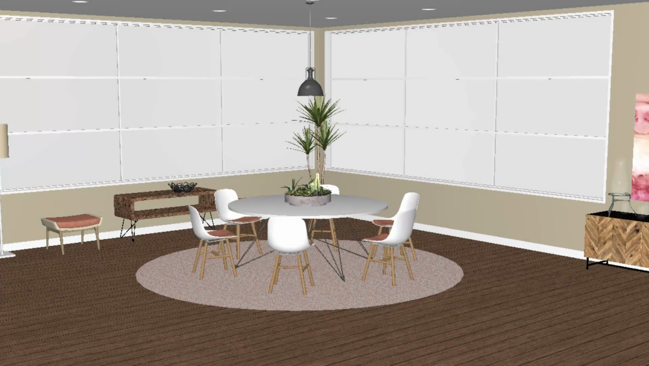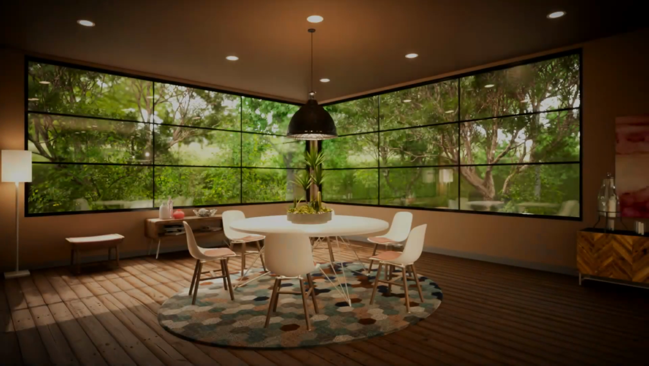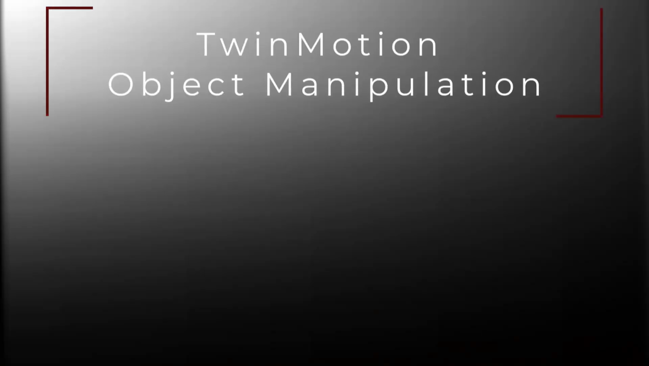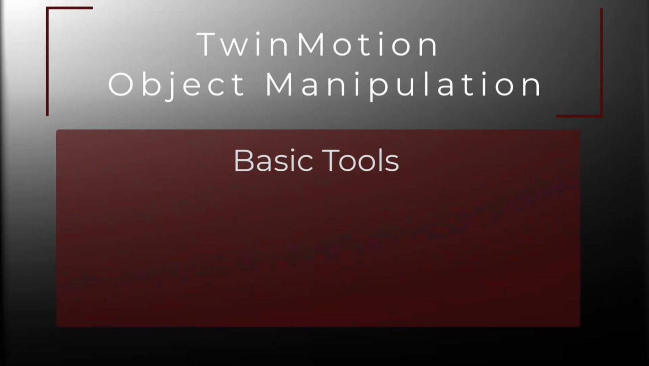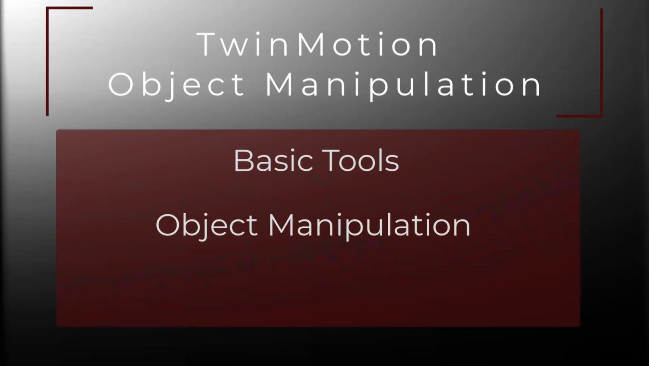Hello, and welcome to episode 4 of Imitating Reality, where we take a CET project and, with the help of TwinMotion, breathe some photorealistic life into it. In this episode, we're going to talk about object manipulation. We will cover some of the basic tools for moving and scaling objects, and then we will manipulate and replace a couple items that we imported. So let's get to it.